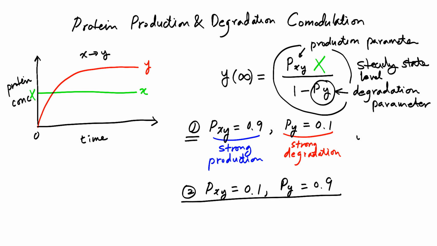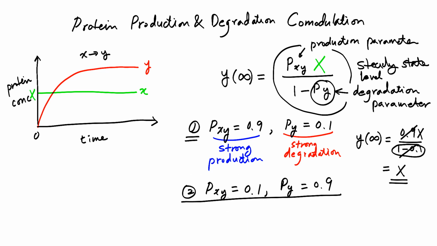Now, what is this y infinity or steady state value for case 1? We have pxy which is 0.9 times x over 1 minus 0.1, which is also 0.9. This value is basically 0.9 over 0.9 times x. So 0.9 and 0.9 cancel out and we are left with x. The steady state level is x.